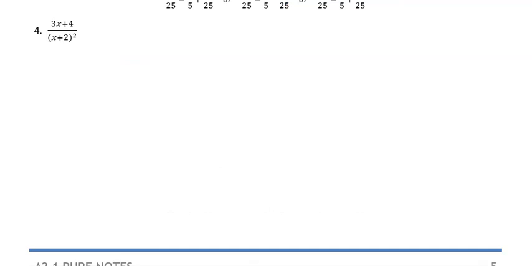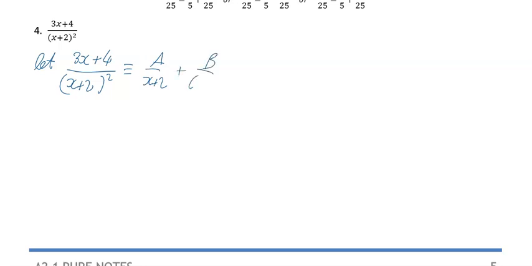So your first step is just to say let 3x plus 4 all over x plus 2 squared be identically equal to a over x plus 2 plus b over x plus 2 squared. Now I'm going to show the step that I very rarely show. I'm going to show it this time just so everyone's clear where it's coming from.